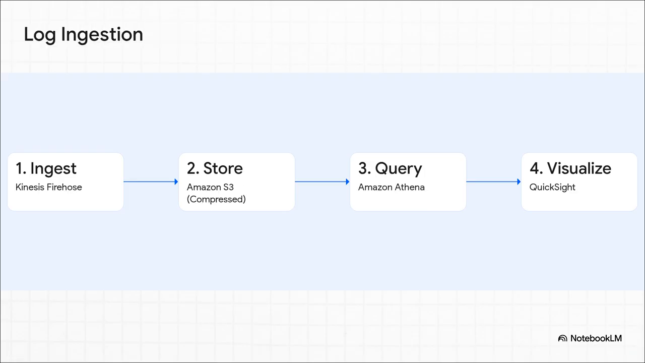And here's the simpler, serverless alternative. Data gets sent to Kinesis Firehose, which automatically squishes it down, compresses it, and drops it right into an S3 bucket. Then, whenever you need to analyze it, you just use Amazon Athena to query the data right where it lives in S3. And of course, you visualize those query results with QuickSight. This is perfect for log archival and analysis with almost no management.